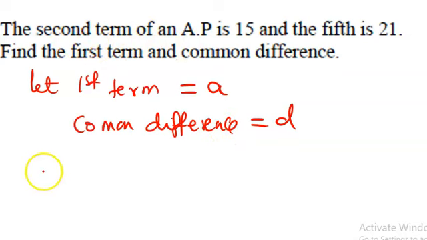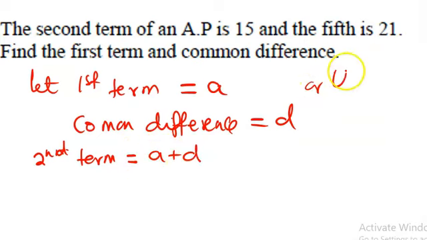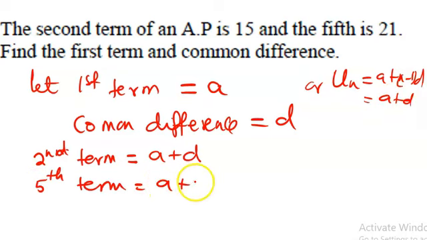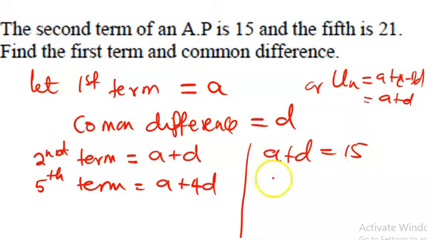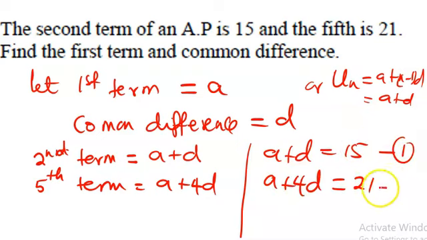The second term is equal to A plus D, or you can use the nth term, which is A plus n minus 1 D. That is the formula, and n is 2, so 2 minus 1 is 1. That's why we have A plus D. And then the fifth term will be A plus 4D. By using this formula you get that. From the question, the second term is equal to 15, and the fifth term is equal to 21. This is equation 1, this is equation 2.